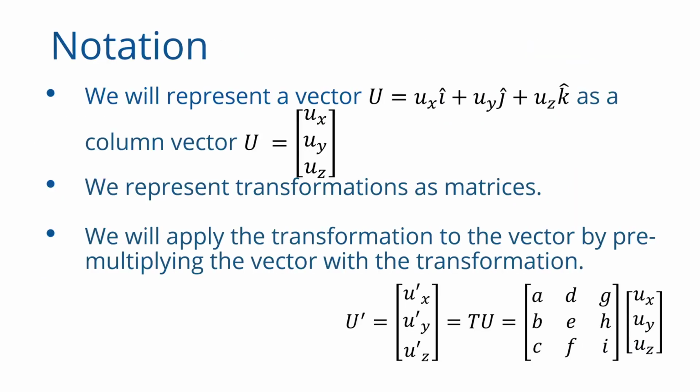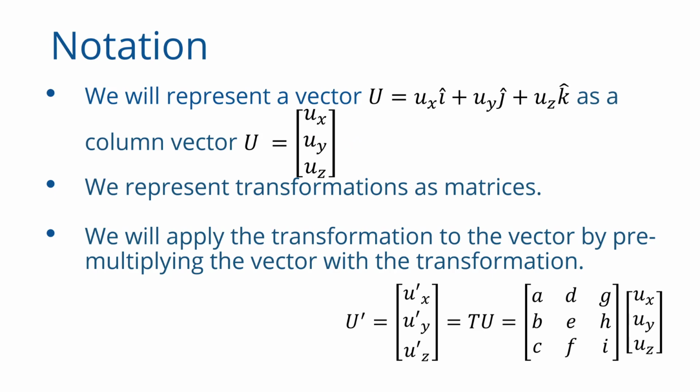So let us get right into it. First, I want to introduce some notation. We will represent vectors. So suppose you have a vector u, which you would normally say if ux, uy, uz are the three components of u along the three axes. Then we are going to write u as a column vector. Since our transformations are going to be matrices, and we want to apply these transformations to vectors, the vector is going to be a column vector. So that is the choice we have made.